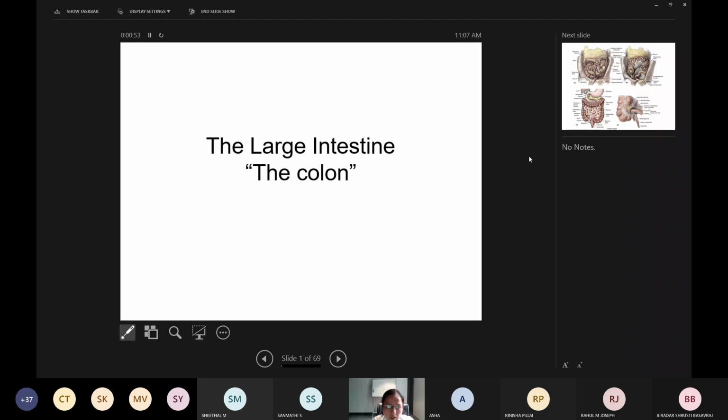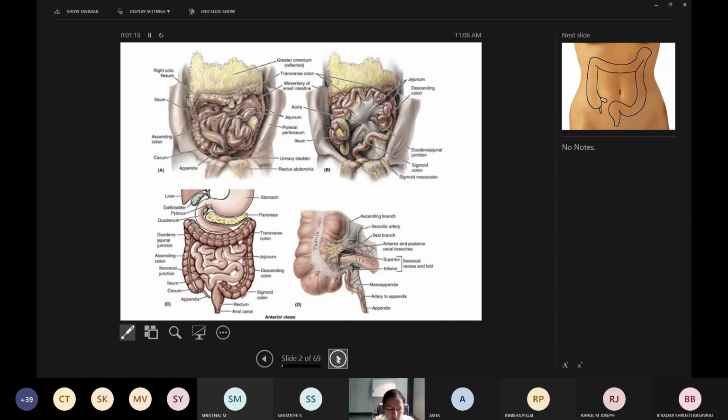So today we are discussing one of the topics of the abdomen, that is the large intestine or the colon. Can anyone tell what the large intestine constitutes of? What are the parts of the large intestine? What is the length of the large intestine? Parts of the colon? Ascending, descending, transverse colon, sigmoid colon.